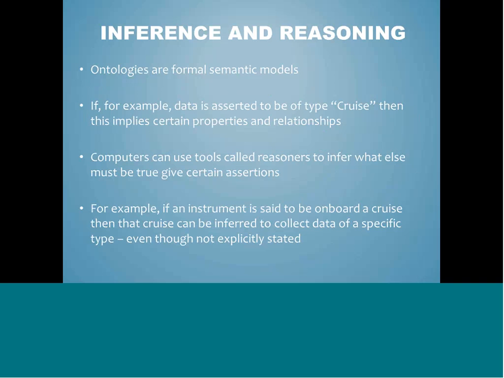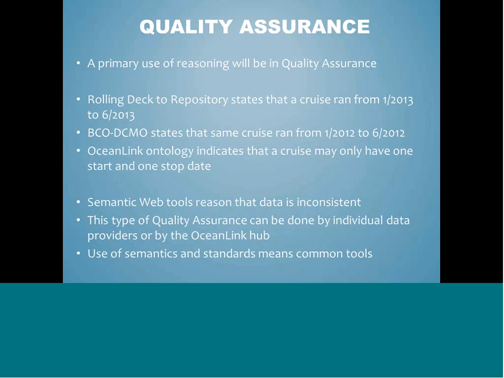Now, using ontologies, we also get the power to do inferencing and reasoning. Ontologies are formal semantic models. So asserting that something is of a particular type, it implies certain properties and relationships, and a computer can take advantage of that and exploit that. So you don't have to explicitly state something. For example, if an instrument is said to be on a particular cruise, we can infer that a certain type of data was collected because of the properties of that instrument, even though it may not be explicitly stated. And so you can exploit this power to really do quality assurance and checking of the data set.